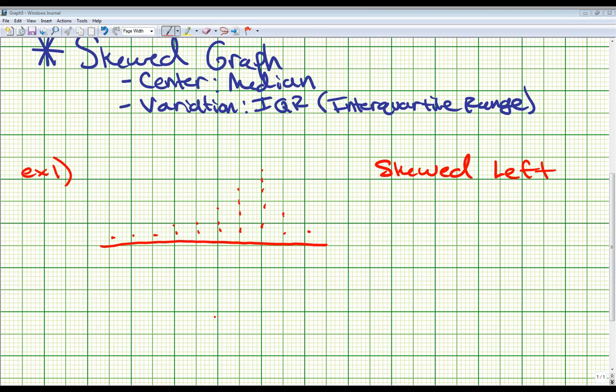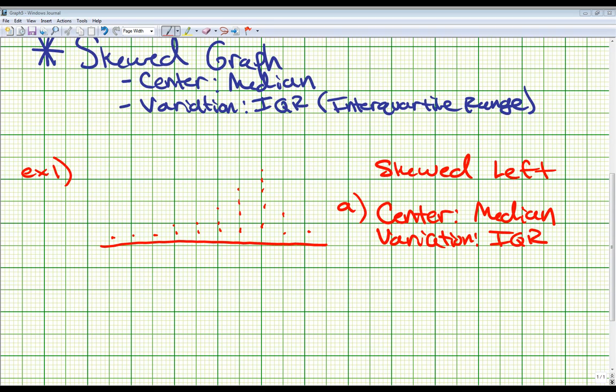The question says, what are the most appropriate measures to describe the center and the variation? Well, if we want to describe the center, look up here. If it's a skewed graph, we're going to use the median. Done. And then if we want to describe the variation here, we're going to use the IQR. Done. So question A is done.